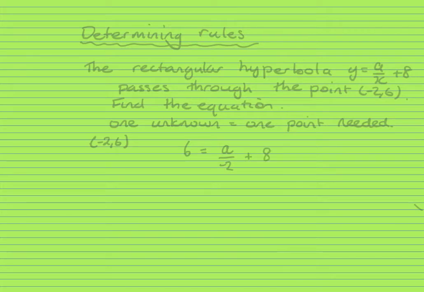Now it's just equation solving here, so we move the 8 to the left. We get negative 2 equals a over negative 2, and therefore a equals 4. So we've found our a, and we can write the equation now. So the equation is y equals 4 over x plus 8.